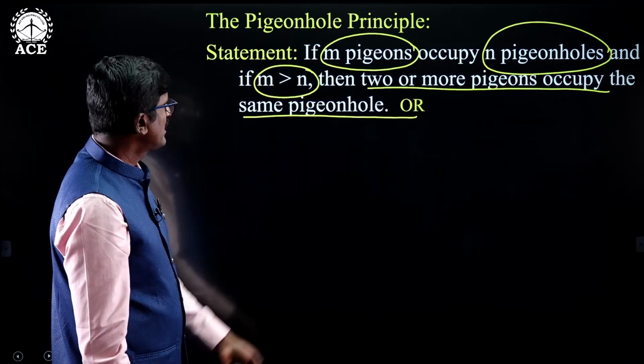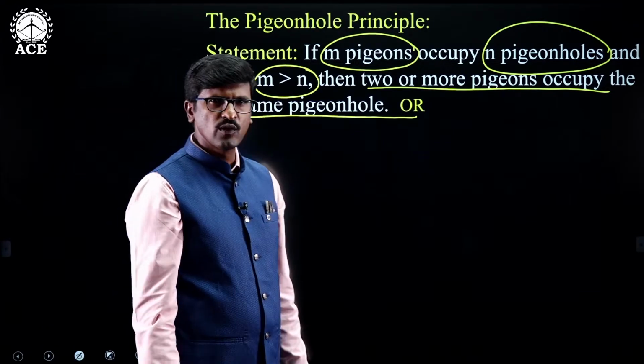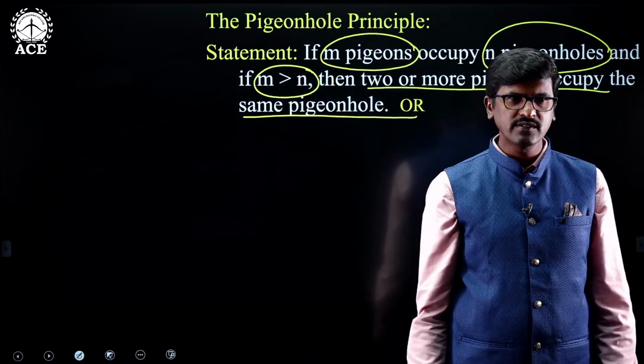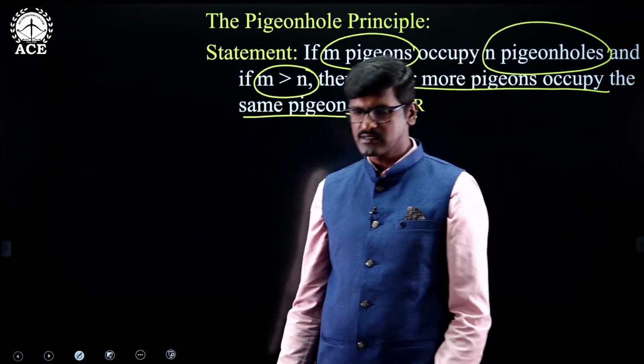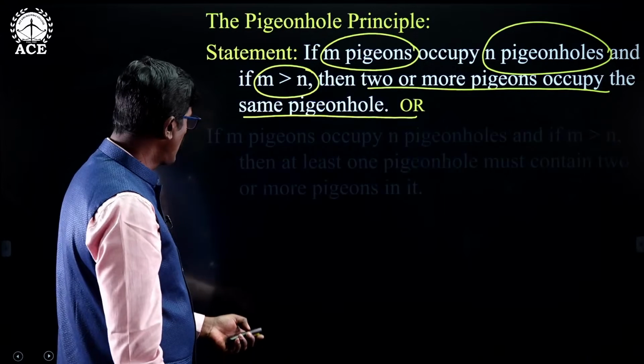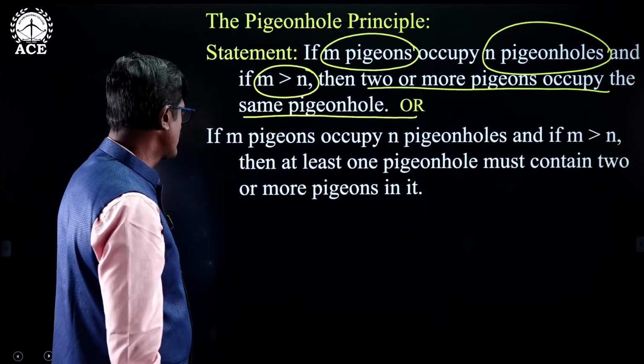So here, if m is the pigeons and n is the pigeonholes, if the number of pigeons is more than the number of pigeonholes, then at least one pigeonhole must have more than 1 pigeon. That is the pigeonhole principle. And this is the statement for it.